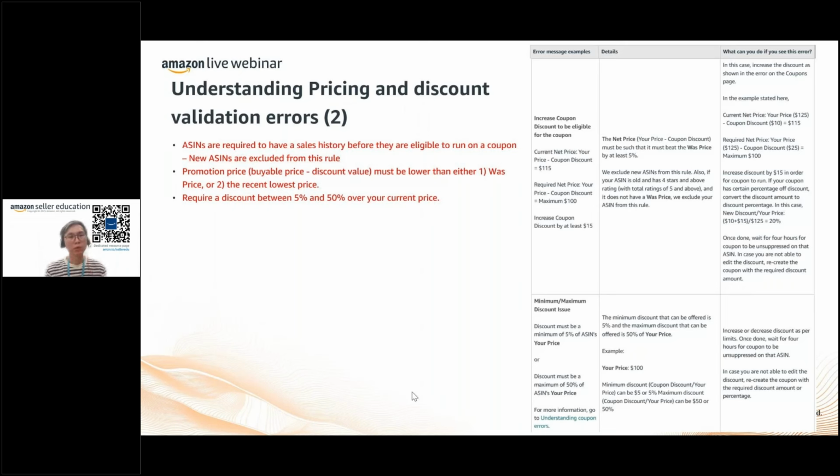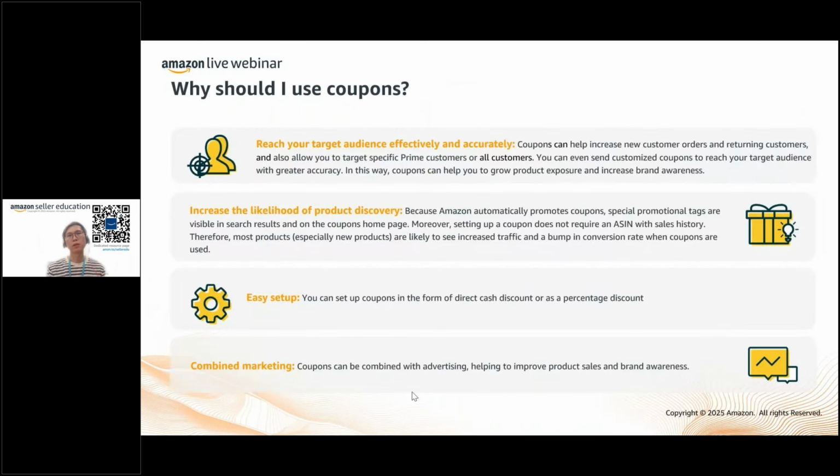So why should you use coupons? I think I mentioned a lot of the advantages at the start. Mainly, you can reach your target audience effectively. While running a coupon, you can choose whether to offer it to just Prime customers, just your brand customers, or all customers. You are able to define that when you set up your coupon, and that in turn increases the likelihood of product discovery. And of course, it's easy to set up, and you can combine it with your other advertising efforts, like Amazon advertising solutions, or even off Amazon as well.